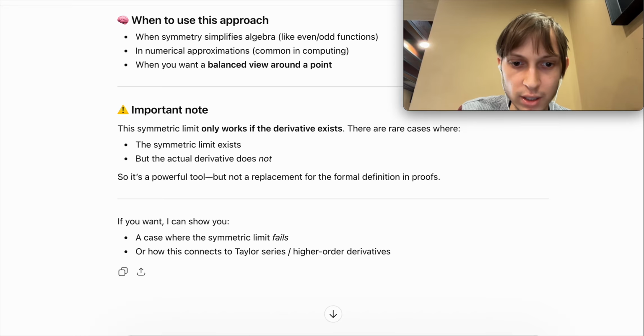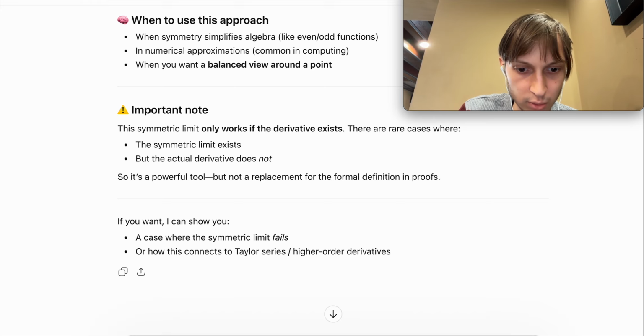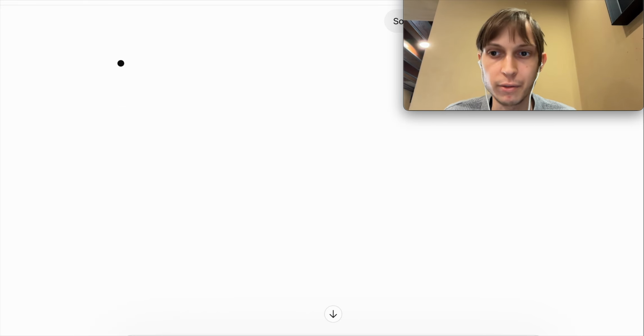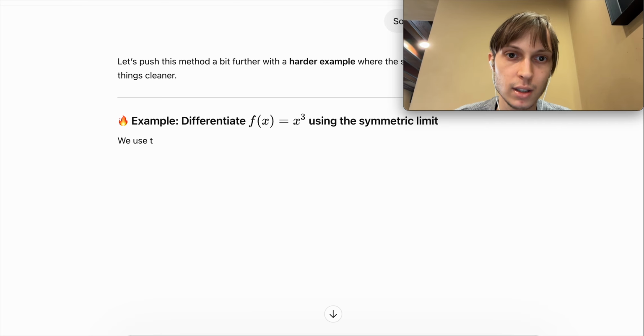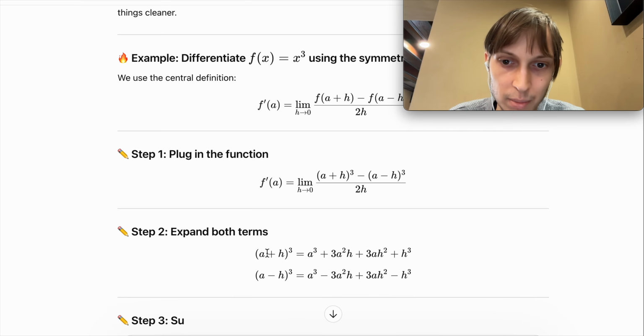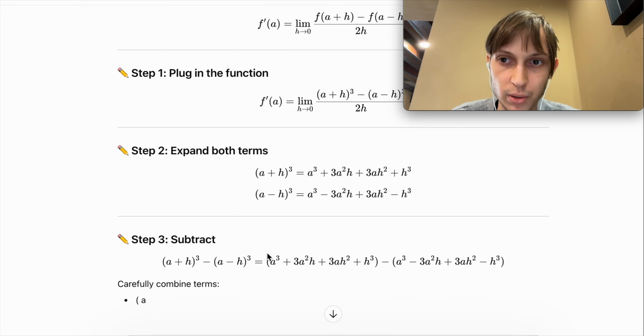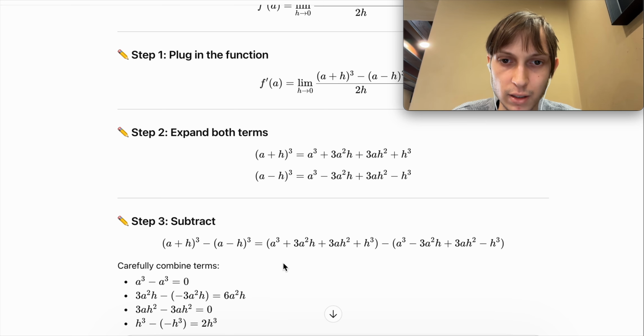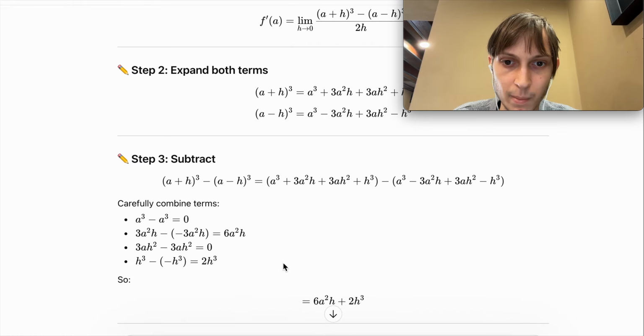I actually want to solve a harder derivative in this way. Some harder derivative. Let's see what it does. Let's push this method a bit further with a harder example. All right. Okay, x cubed. I mean, it's not that much harder, theoretically, but it's an odd function.